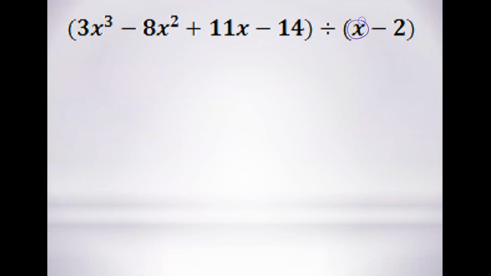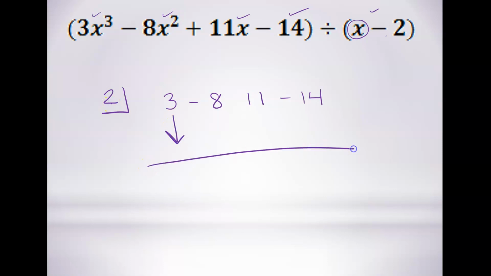Okay, coefficient of the first term of the divisor is 1, so that's in check. X cubed, x squared, x, 14, that's in check. So let's go. 3, negative 8, positive 11, negative 14, opposite value in the box, so minus 2 becomes positive 2. Bring the first term straight down. Multiply box by that number, so you get 6. Add them, negative 2. Multiply, negative 4. Add, 7. Multiply, 14. Add, 0.